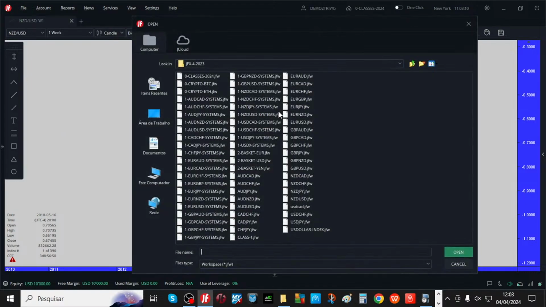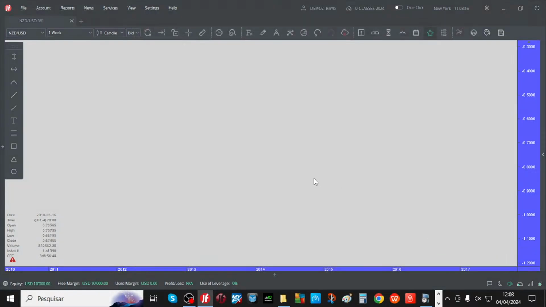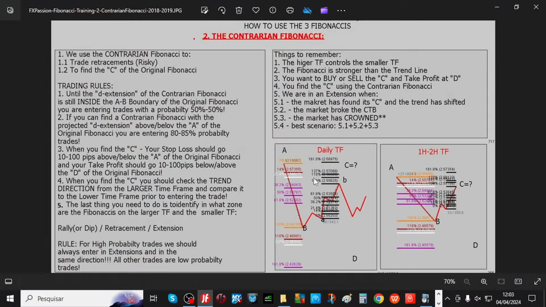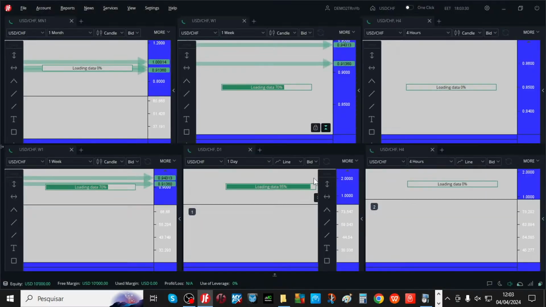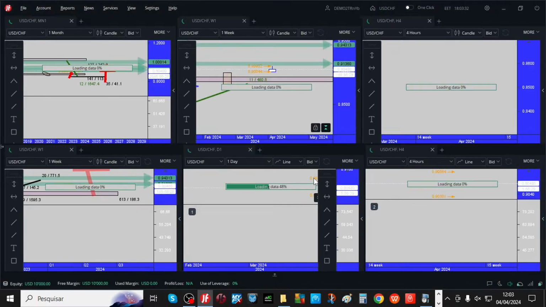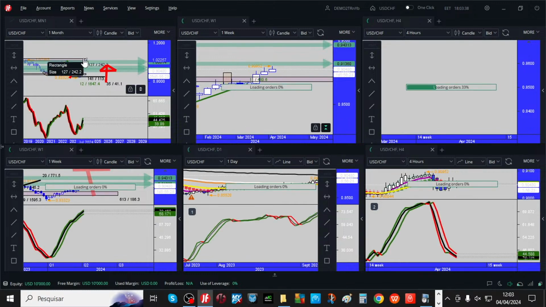File, open. USD CHF. Alright. Simple currency pair. Hello Sam, how are you? I have a question about the original. Is it the first Fibonacci at the beginning of the trend from the first lowest point or the first high as soon as possible? No, the original Fibonacci on the monthly, weekly, daily, they start from the monthly bands.